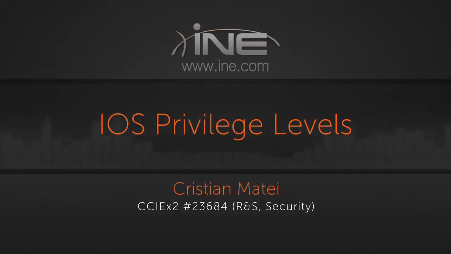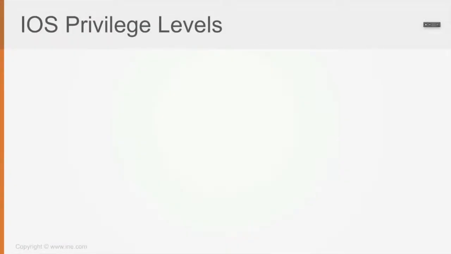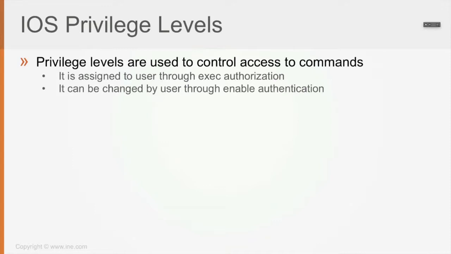So we studied before those privilege levels. Let's see what's about the privilege levels. Privilege levels are used by default to restrict and control access to commands. Based on the privilege level which the user is going to get assigned, he's going to get access to specific commands on the router. The privilege level, as we were speaking before, is going to be assigned to the user through exec authorization.